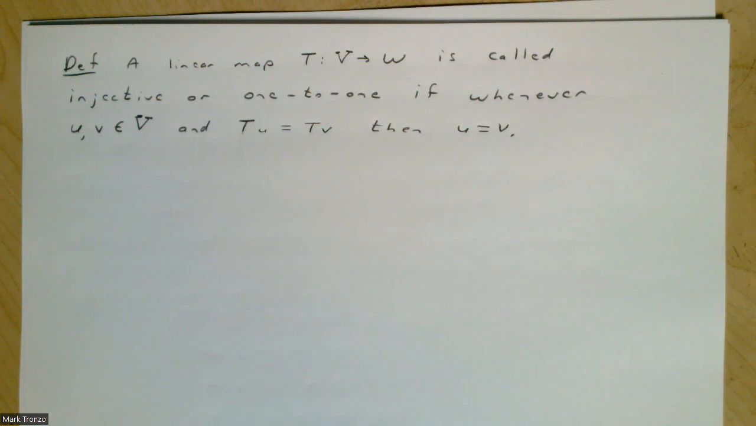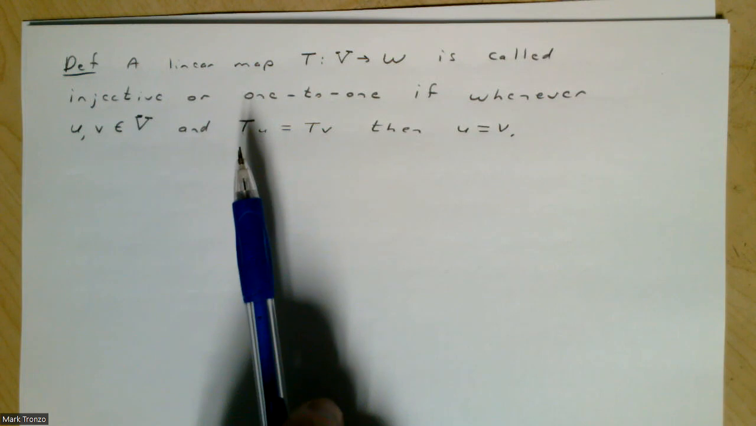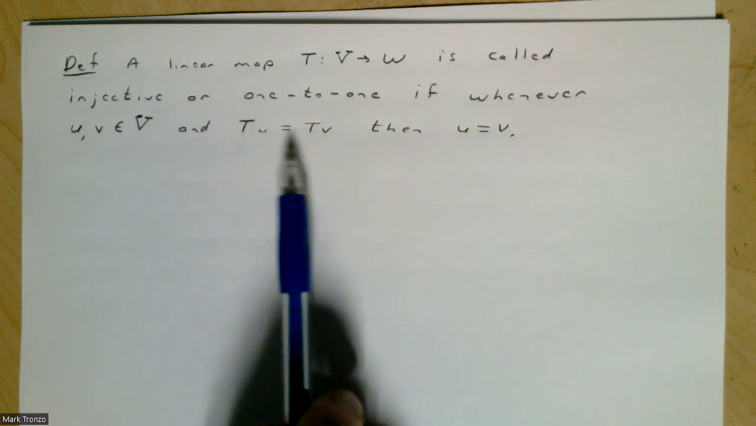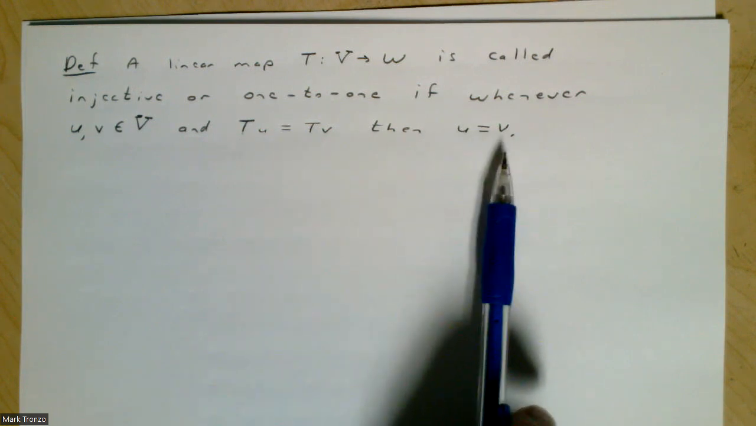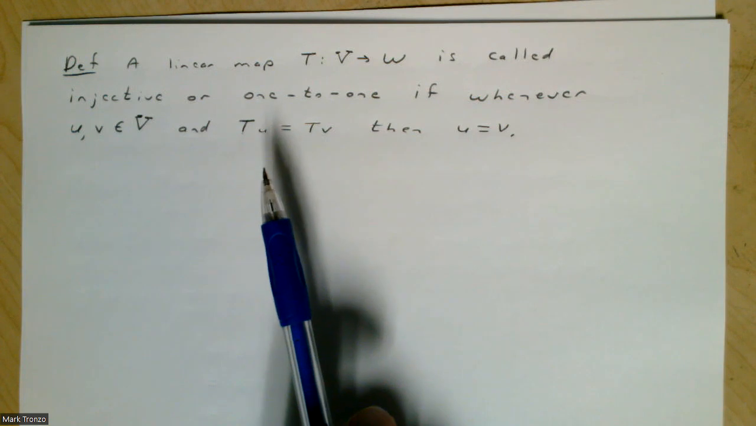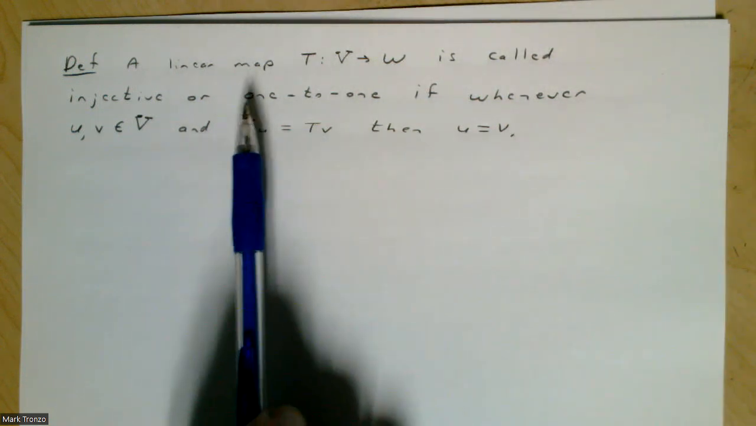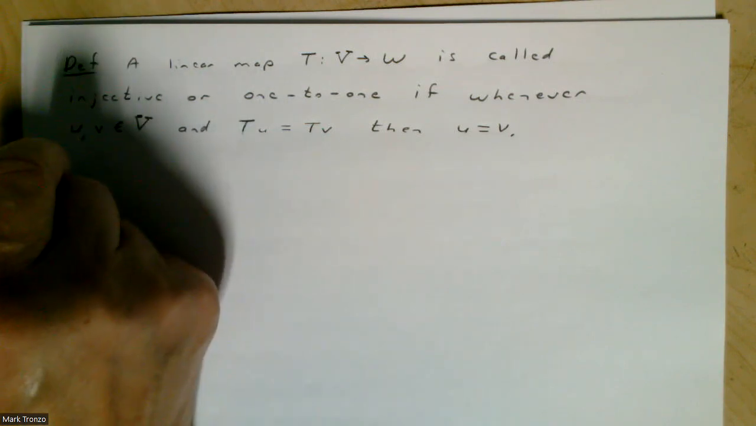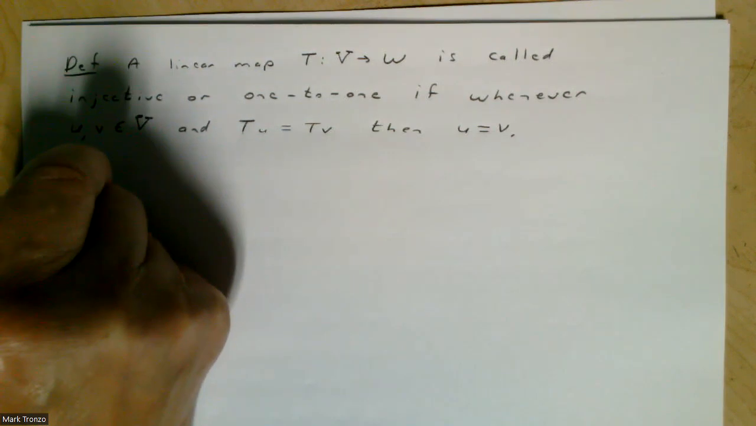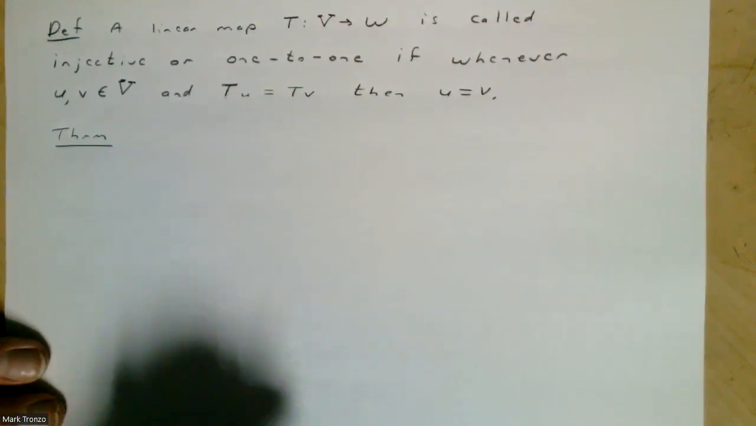If whenever you get the same function values for supposedly two different vectors, that only occurs when the vectors are the same, then the function was one-to-one. In what we're dealing with here, it tells us the linear map is one-to-one. And let's look at a theorem.